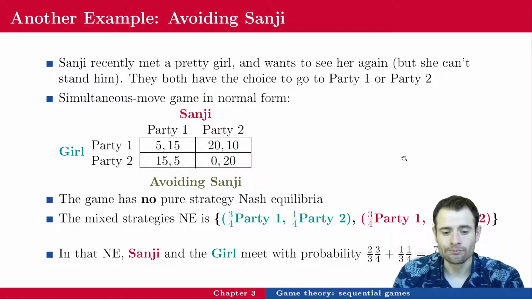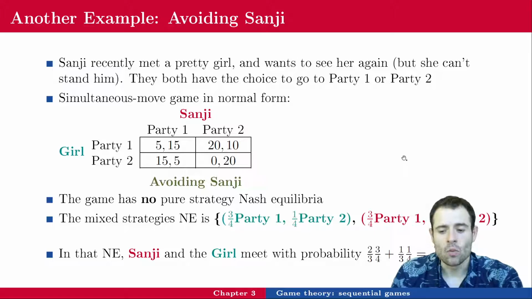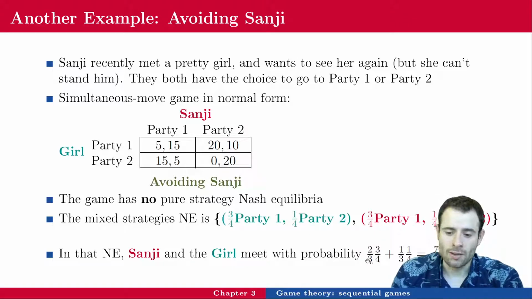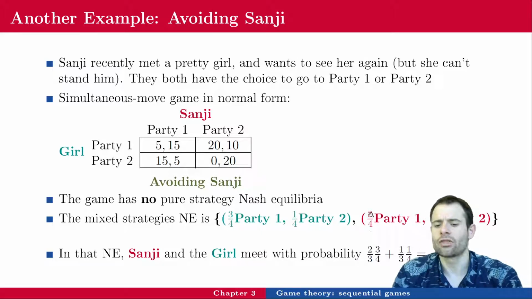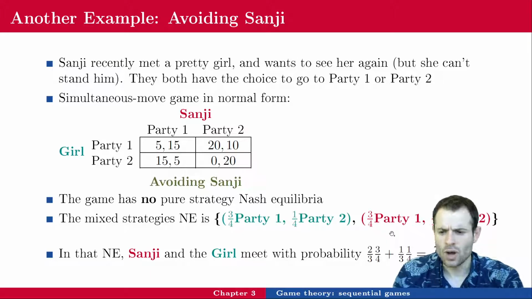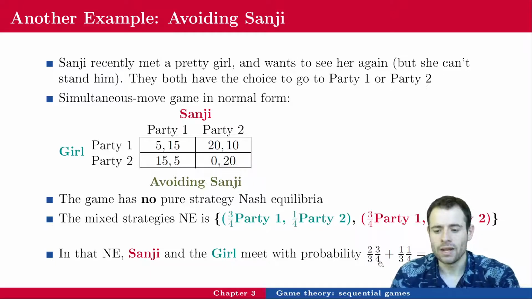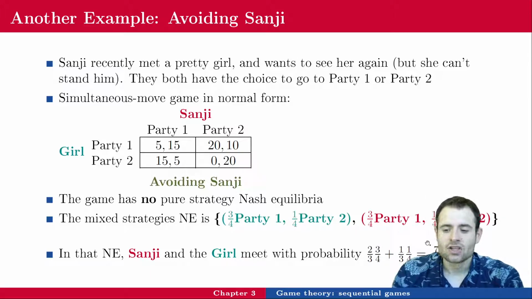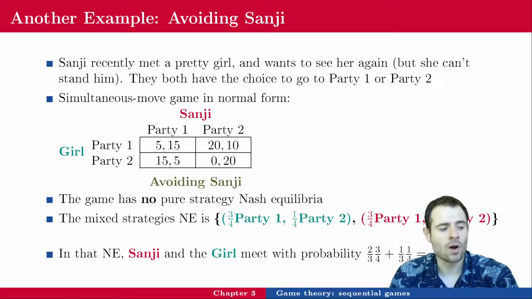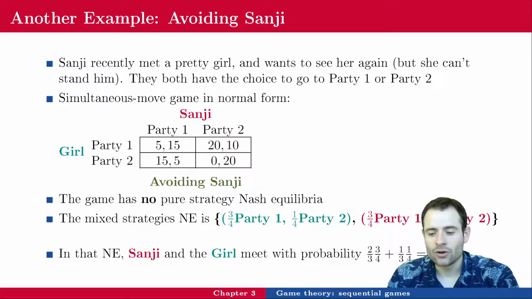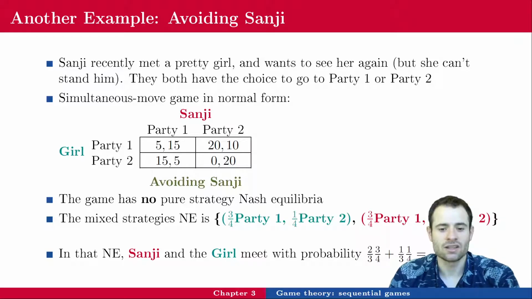In that Nash equilibrium, Sanji and the girl meet with probability 2/3 times 3/4 plus 1/3 times 1/4. Oh yeah, I made a mistake here. One of the two doesn't get 3/4, 1/4. One of the two has 2/3, 1/3. I have to correct that. Different probabilities. Anyway, at the end of the day, there are 7 chances out of 12 that they actually meet, either at party 1 or party 2. So it's slightly higher than a 50% chance that they meet.